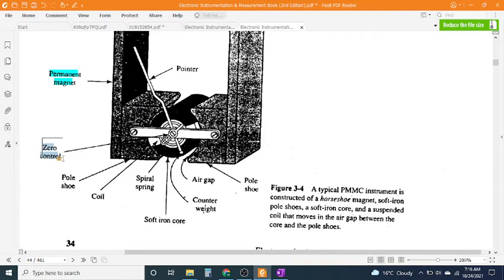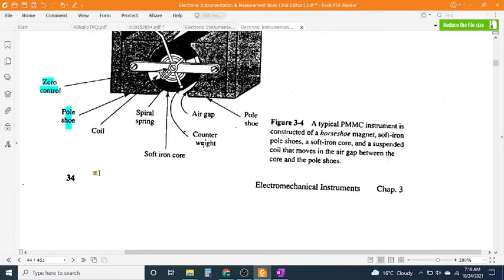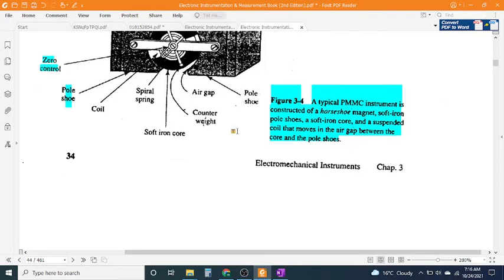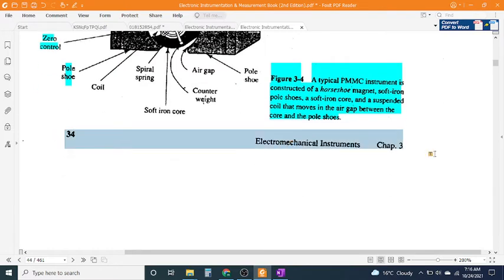Figure 3-4. A typical PMMC instrument is constructed with a coil suspended in the air gap between a horseshoe permanent magnet pole shoes and a soft iron core. The coil moves in the gap between the soft iron core and the pole shoes.